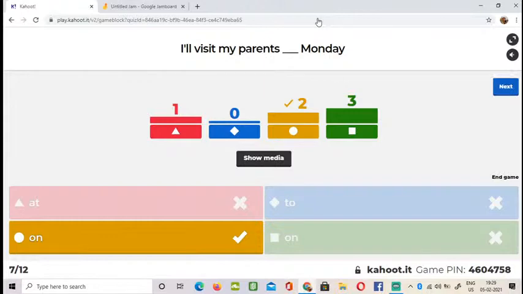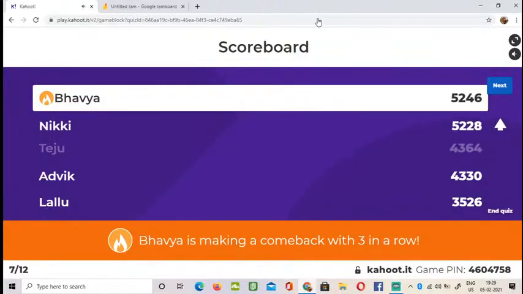Now let's see the scoreboard. It's Nikki in the second and Teju in the third and Advik is in the fourth and Lalu is in the fifth and Bhavya is still in the first, and Bhavya is coming back with three in a row. She has the answer streak of three. That's very good. So now let's move on to the next question.